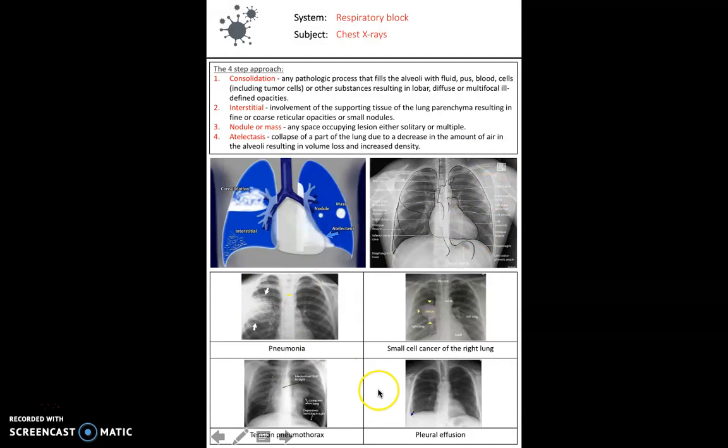Down here there are some examples of abnormal chest x-rays: pneumonia, tension pneumothorax, pleural effusion, and small cell cancer of the right lung. We're not particularly expected to diagnose from chest x-rays in second year, however it's good to have an idea of what each of these particularly common things present like on a chest x-ray. Particularly pneumonia and cancers, so being able to detect those when you see chest x-rays either on your placement or simply when you're doing your studying.